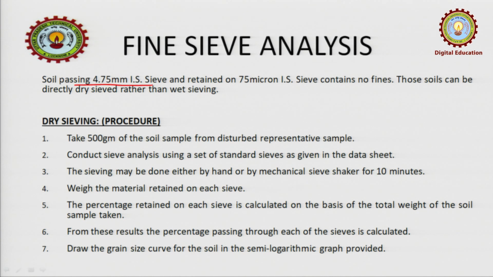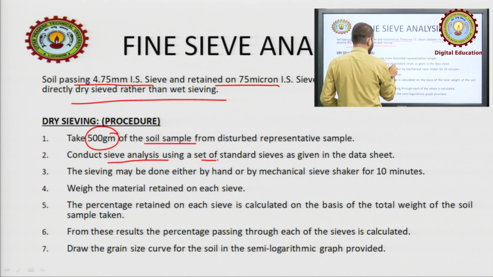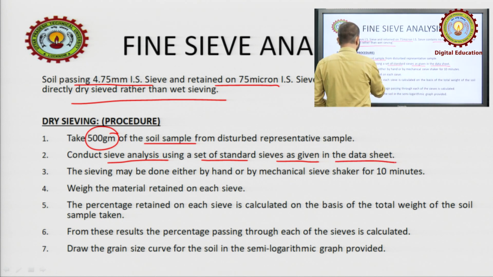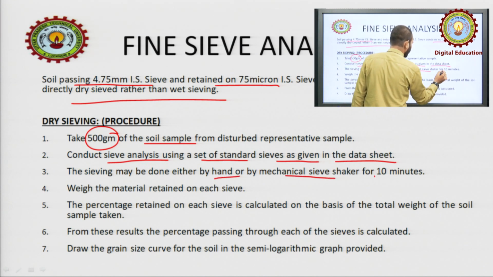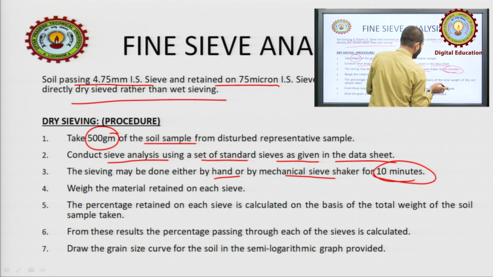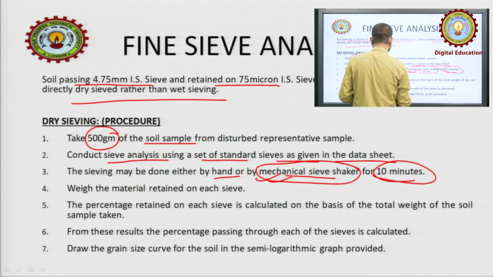Soil passing the 4.75 IS sieve and retained on this contains no fines. Those soils can be directly dry sieved. So, the dry sieving procedure: 500 gram of soil is taken. Conduct sieve analysis using a set of standard sieves as given in the data sheet. The sieving may be done either by hand or by mechanical shaker for 10 minutes. 10 minutes is the maximum time for which the shaker is used. Generally, we use the mechanical shaker.